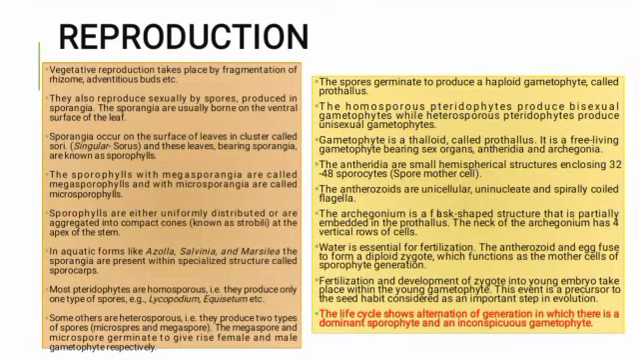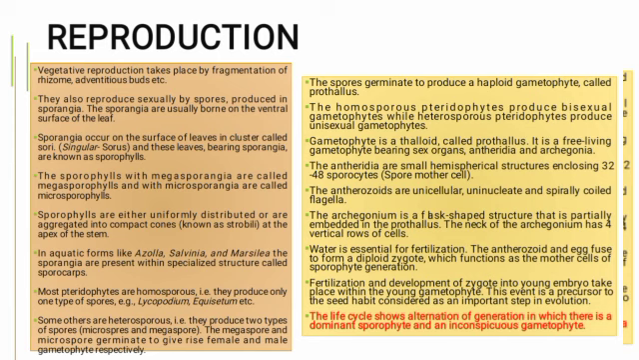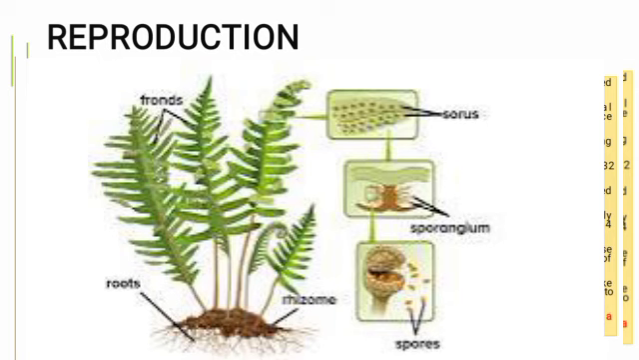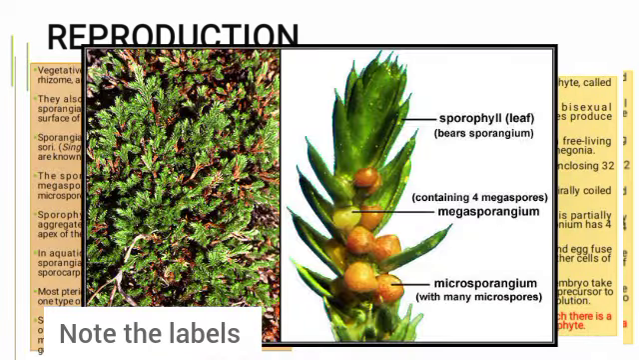Now let's look at reproduction in pteridophytes. Vegetative reproduction takes place by fragmentation of the rhizome and adventitious buds. They can also reproduce sexually, by means of spores which are produced in sporangia. The sporangia are usually borne on the ventral surface of the leaf. Sporangia occur on the surface of leaves in clusters called sori, the singular of which is sorus, and the leaves that bear the sporangia are known as sporophylls.